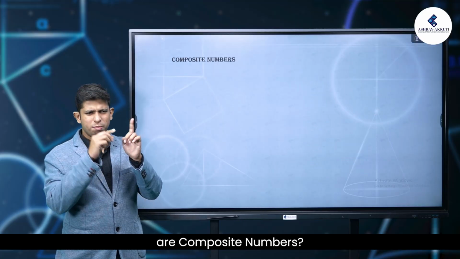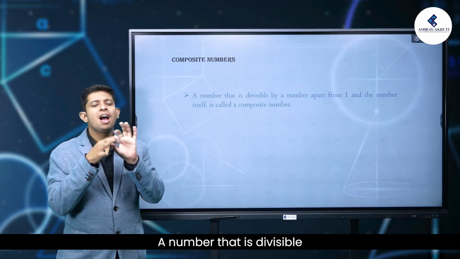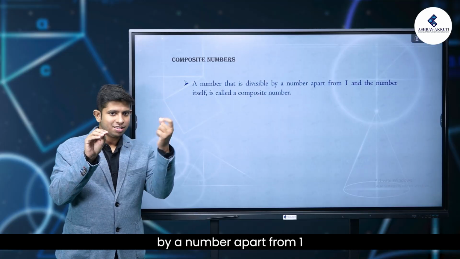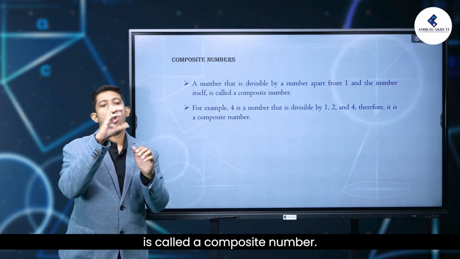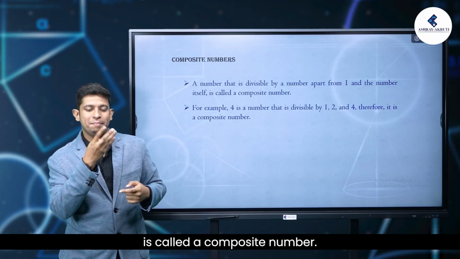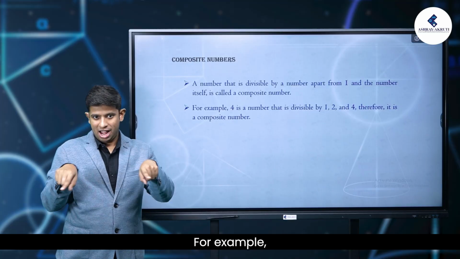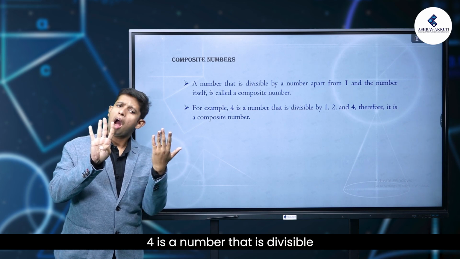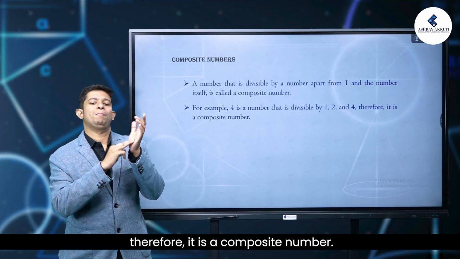Now let us see what are composite numbers. A number that is divisible by a number apart from 1 and the number itself is called a composite number. For example, 4 is a number that is divisible by 1, 2 and 4. Therefore, it is a composite number.